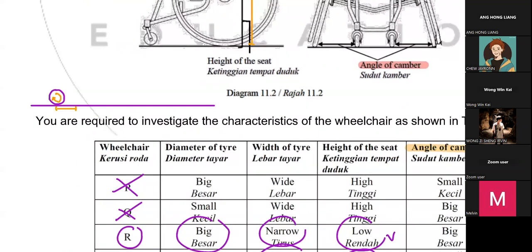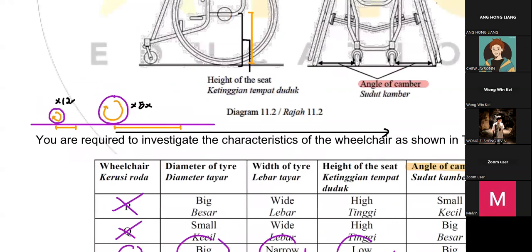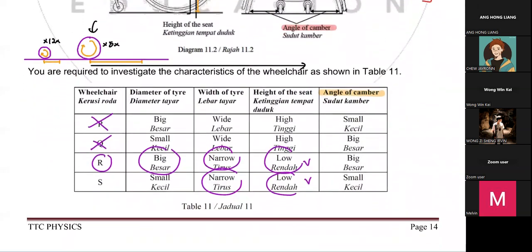But if today the tire is as big as this, when it pushes one circle, it's going to go all the way maybe here, correct? Because why? The circumference is larger. So after like 20 rounds later, for it to go all the way here, maybe this one only needs to turn 5 times, but this one maybe needs to turn 12 times. So this one will be faster, because after 5 rounds it's already there. You understand? So ultimately, we want larger diameter of tire.